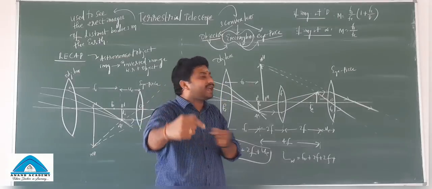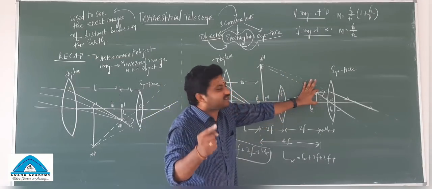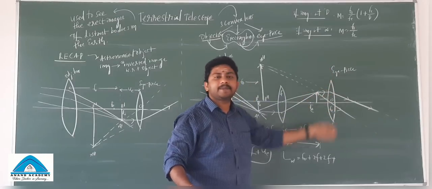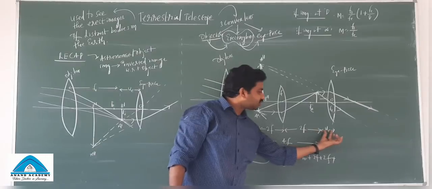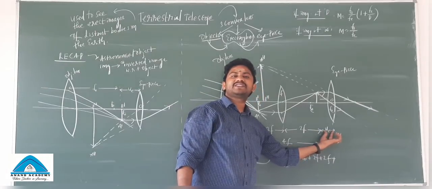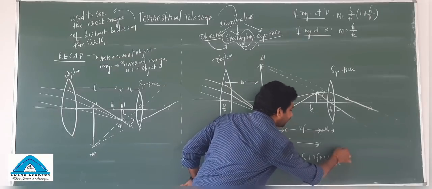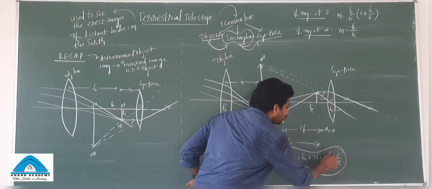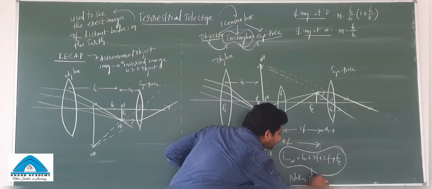So we will make this erect image be placed exactly at the focal length of this eyepiece, so that the final image will form at infinity. Then the object distance for the eyepiece will be the focal length of the eyepiece. So this is the normal adjustment. This is called a normal adjustment.